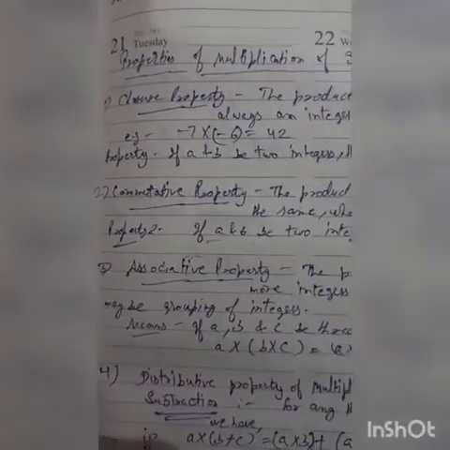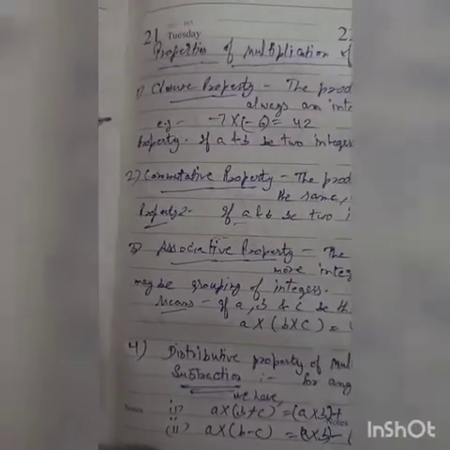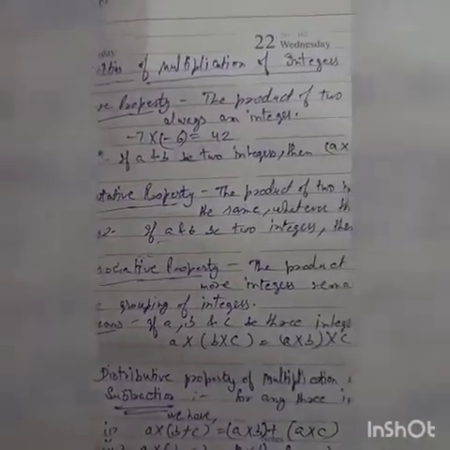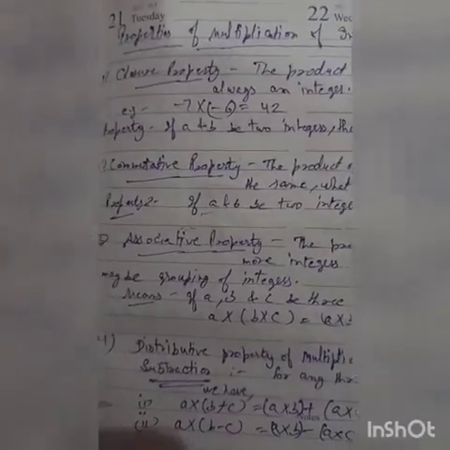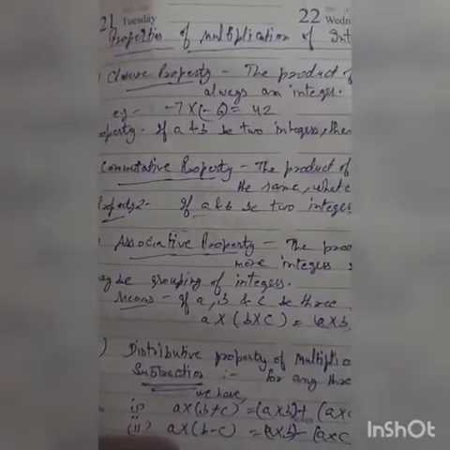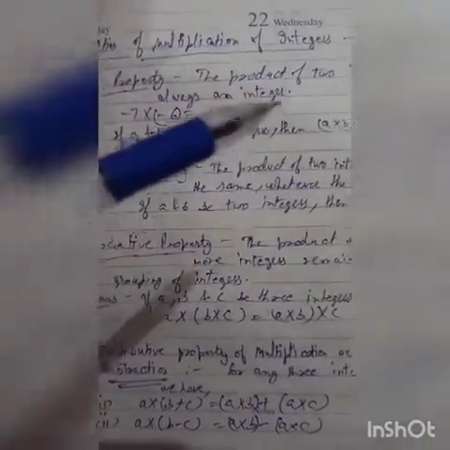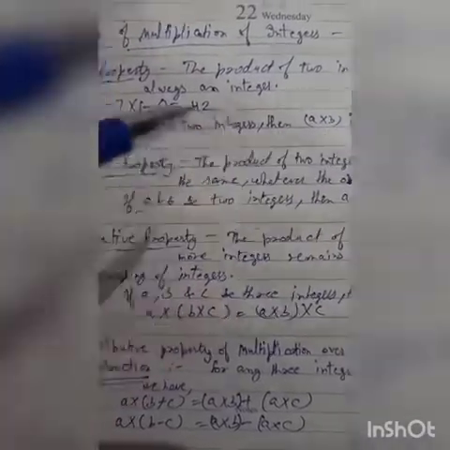Now we will discuss the properties of multiplication of integers, and in it first one is closure property. The product of two integers is always an integer. Property stated: if a and b are two integers, then a multiply b is also an integer, and you can see that in the example also.